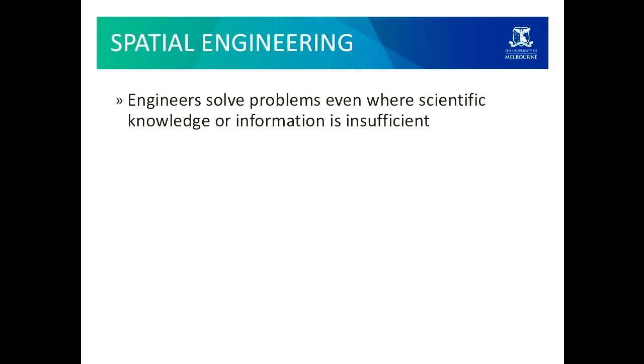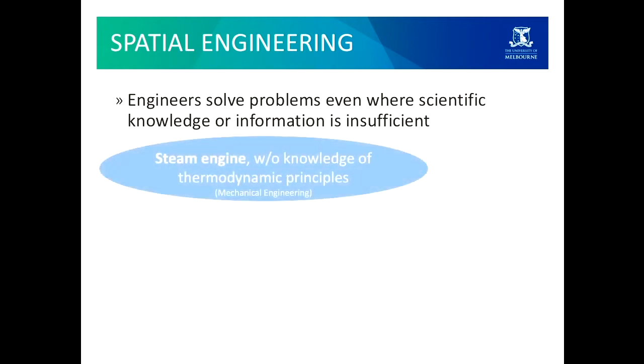Here's a short definition of what engineers do. Engineers solve problems, and they do that even when there is not enough scientific knowledge to solve the problem. So a scientist can solve a problem if there is a scientific solution to something. And an engineer is here to help if there is not yet the scientific knowledge available for a given problem.